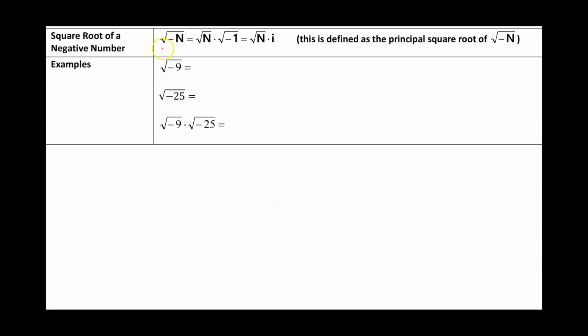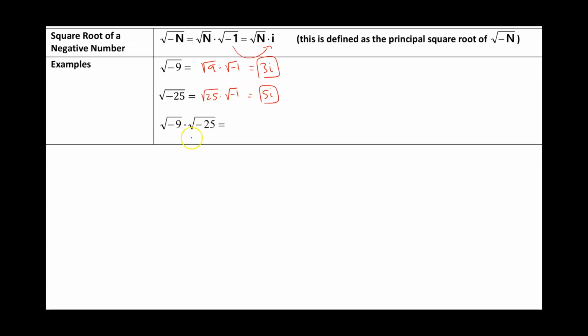When we take the square root of a negative, we can split it up into the real part times the square root of negative 1. In essence, we're pulling out the square root of negative 1, which turns into an i. So, for example, the square root of negative 9 equals the square root of 9 times the square root of negative 1. The square root of 9 is 3, since 3 times 3 is 9. Therefore, this result is equal to 3i. The square root of negative 25 is the square root of 25 times the square root of negative 1. The square root of 25 is 5, since 5 times 5 is 25, so this results in 5i.